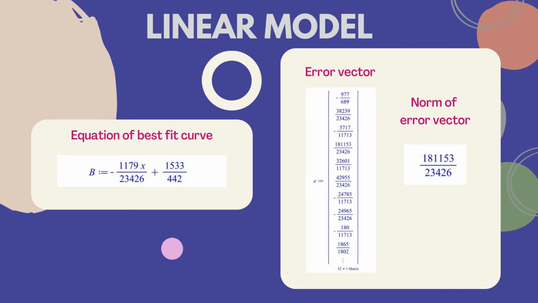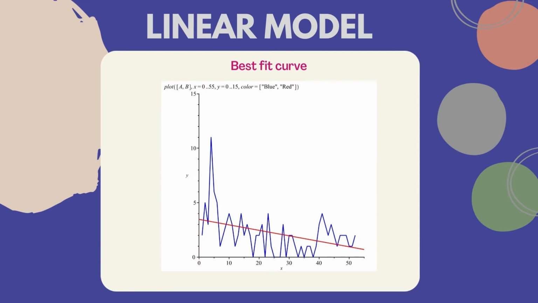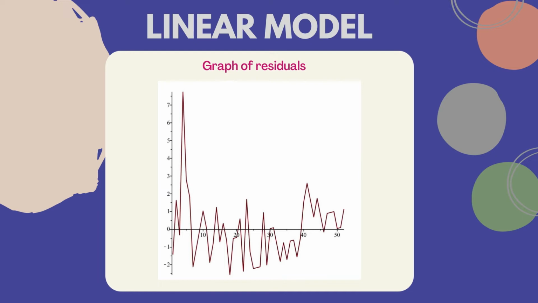Next to it is equation of best fit curve that we get from the least square solution, which is negative 1,179x over 23,426 plus 1,533 over 442. This is the graph of best fit curve for linear model. The slides shows the graph of residuals that we get, and this is the last part of linear model.